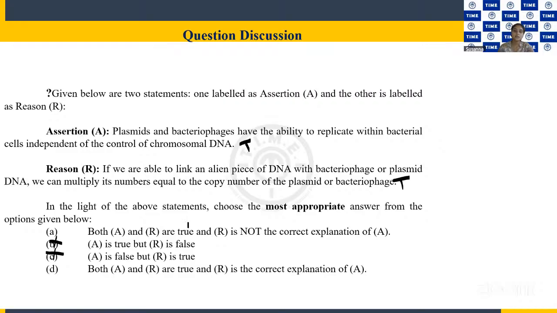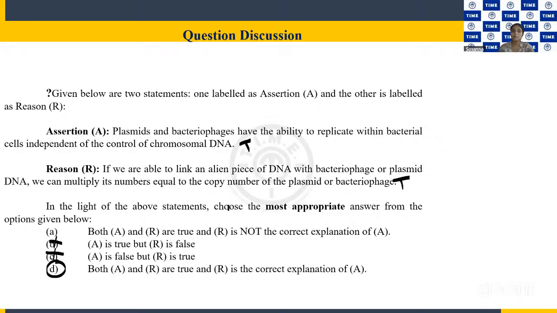Next, we'll have a confusion between the A option and the D option. What do you think the correct answer is? The A option says that both A and R are true, and R is not the correct explanation of A. And the D option says that both A and R are true, and R is the correct explanation of A. Right? So the answer here is the D option. Both A and R are true, and R is the correct explanation of A.